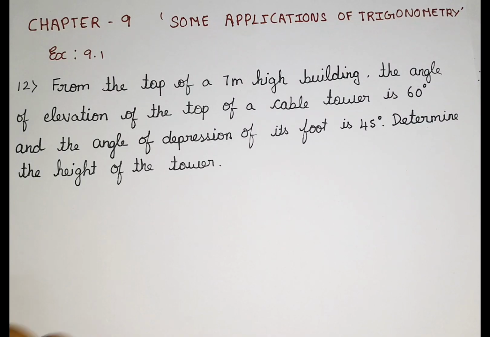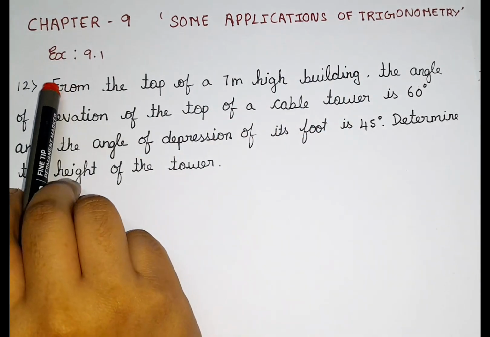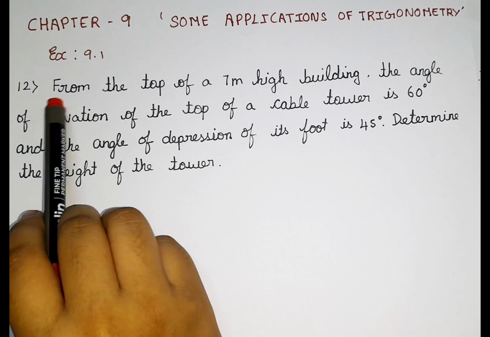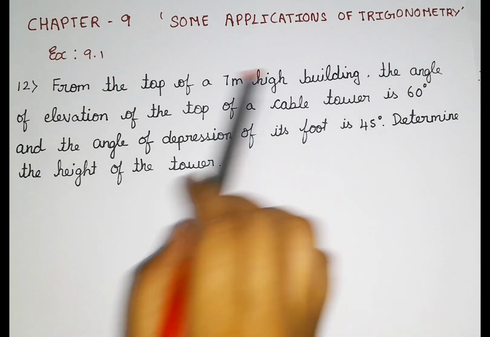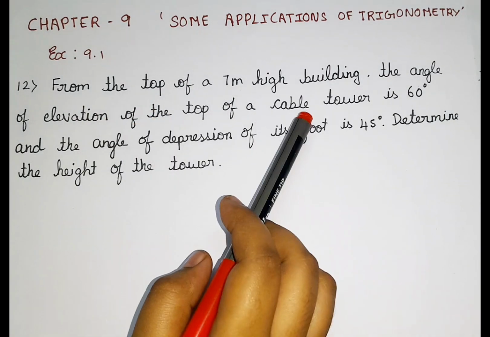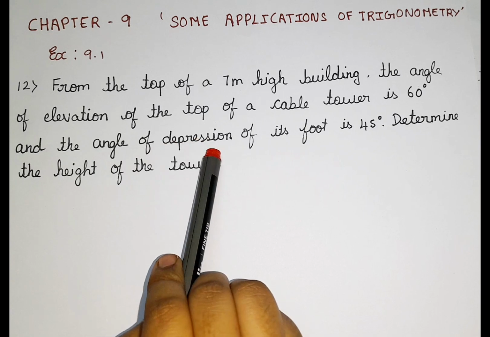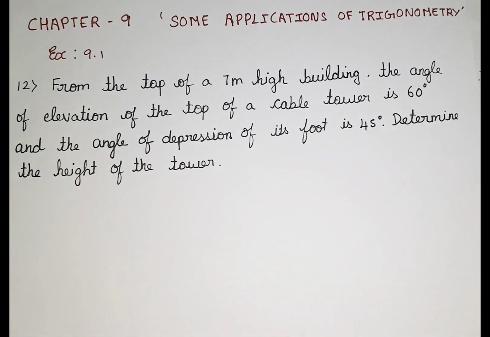Today we are going to be learning Chapter 9, Some Applications of Trigonometry, Exercise 9.1, 12th question. Alright, now let's read the question. From the top of a 7-meter high building, the angle of elevation of the top of a cable tower is 60 degrees and the angle of depression of its foot is 45 degrees. Determine the height of the tower.